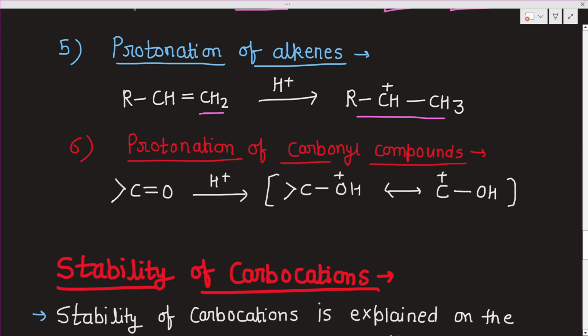Next is the protonation of carbonyl compounds. This is the third important reaction that you will see in your usual name reactions. When a carbonyl compound is protonated, what happens? You get a structure like this. Soon this structure can be resonance stabilized and forms C plus OH. Now this structure that you are seeing, C-OH, this one, is called the carbocation.